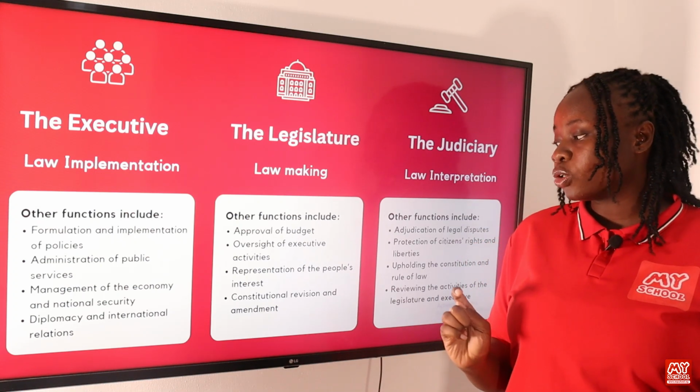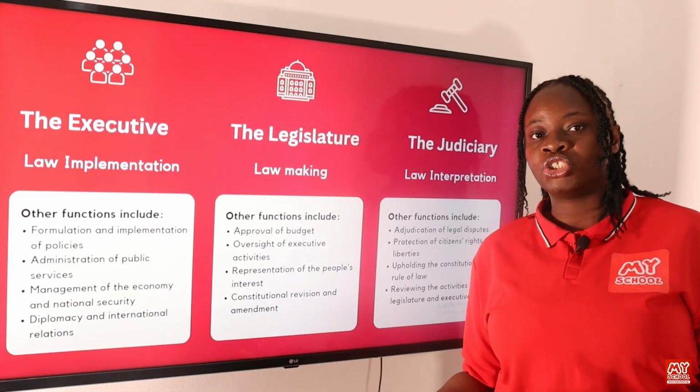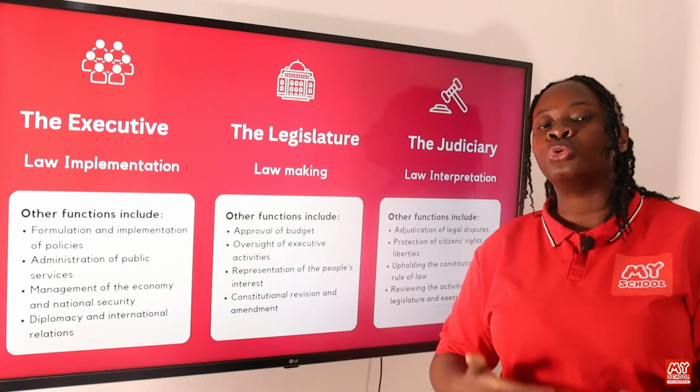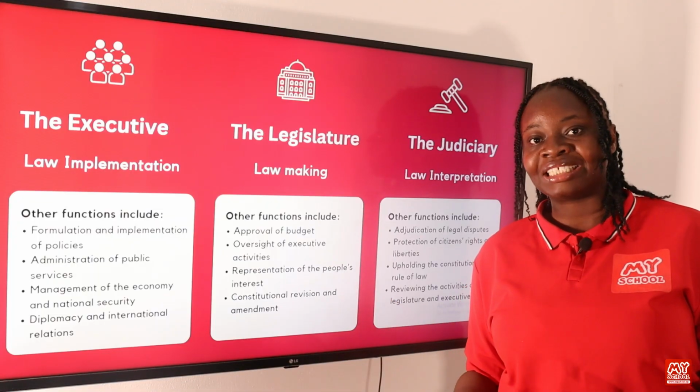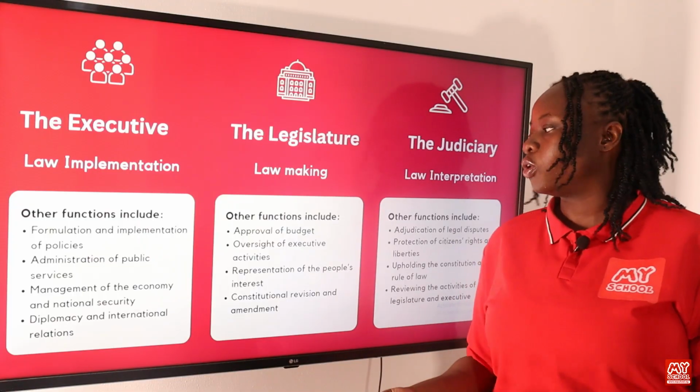Then they are also responsible for constitutional revision and amendments. When they feel like there are certain things within the Constitution that are outdated, they try to revise these various items and to ensure that it's up to standard, it continues to serve the people of the country.